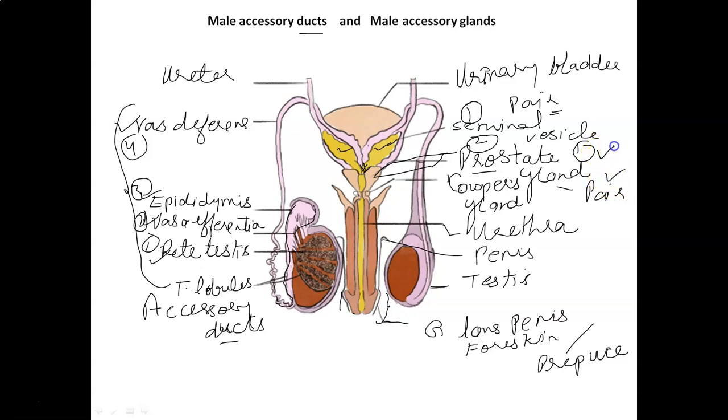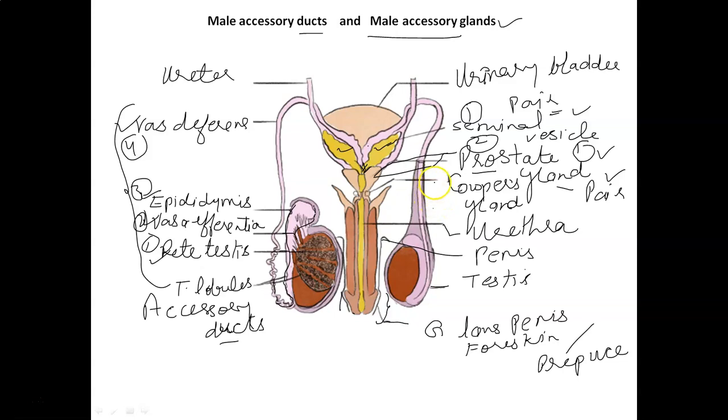These 3, 1, 2 and 3, seminal vesicle, prostate gland and Cowper's glands, are known as male accessory glands because their secretions play an important role in the formation of the semen, which consists of sperms as well as the chemicals or the materials which are required to make the sperms live, to make the sperms mobile, and also to provide the sperms energy, and to neutralize the acidic effect of the urethra.